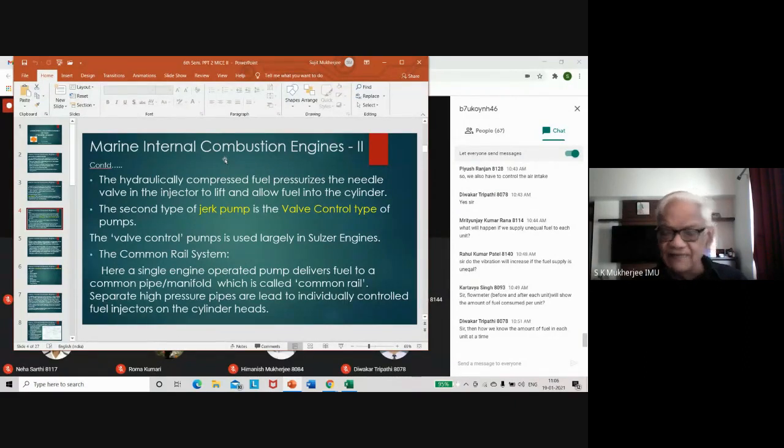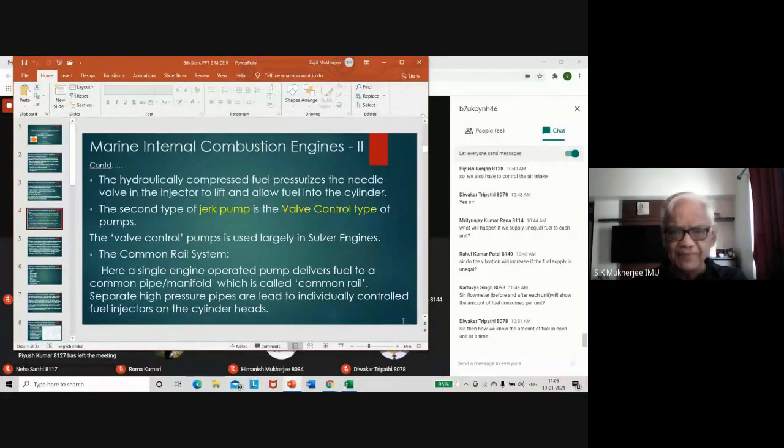And that quantity is finally controlled by the governor signal to the pump. The valve control pump is largely used in Sulzer engines. Here, the common rail system. A little word about the common rail system also. Here a single engine operated pump delivers fuel to a common pipe or manifold, which is called common rail, because it is connected to so many units. So that is why it is called common rail.